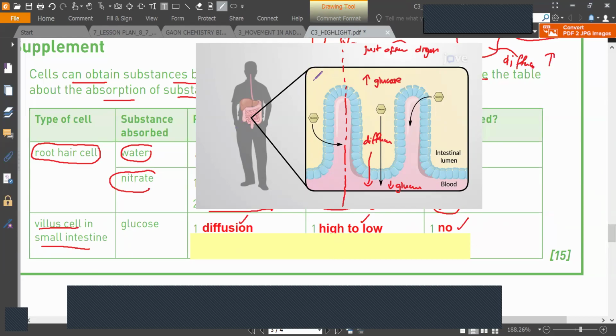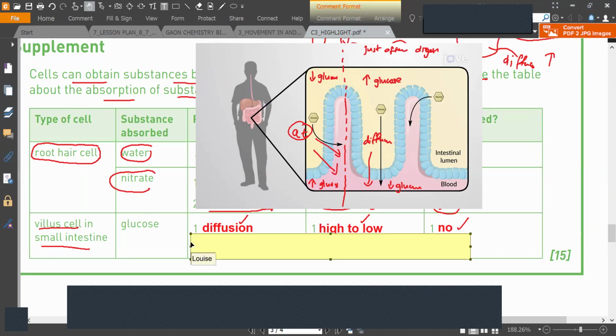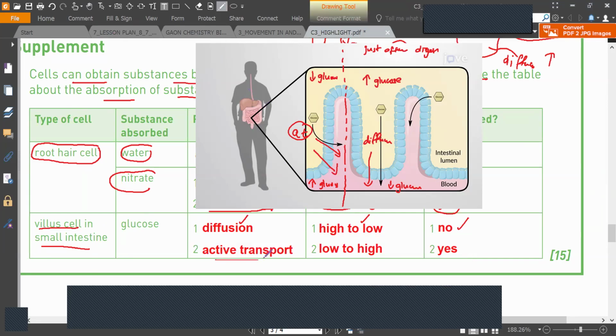How about after some time, when we have already absorbed most of the glucose? Now the glucose is low in the intestine, and in the blood it is higher. But we don't want to waste any glucose. We just want to take everything. It is food, it is energy. We don't want to lose it. So we will take it by active transport. Both situations can happen. Active transport is low to high, and we need energy for that. Okay, next.